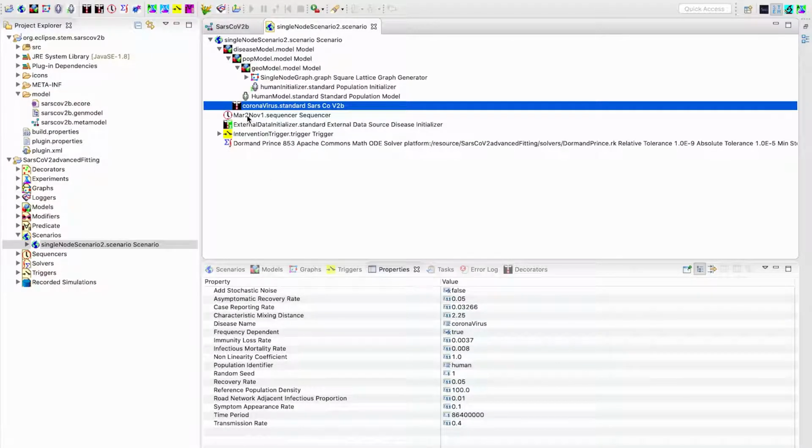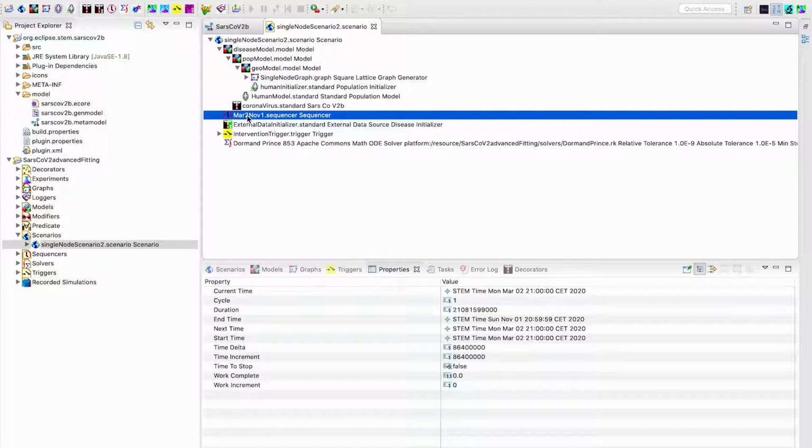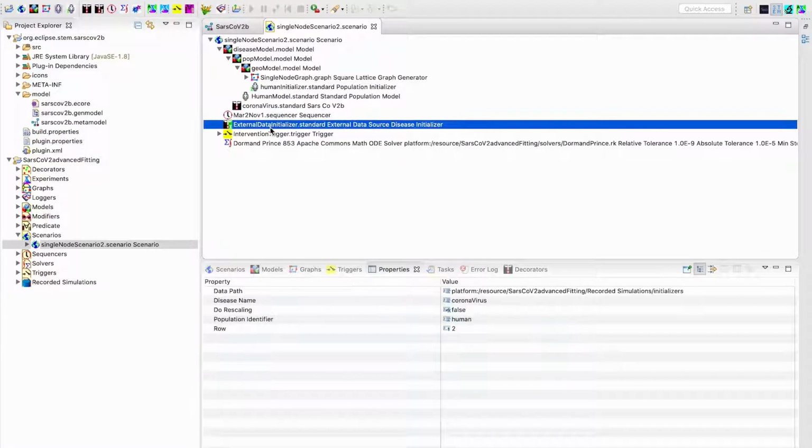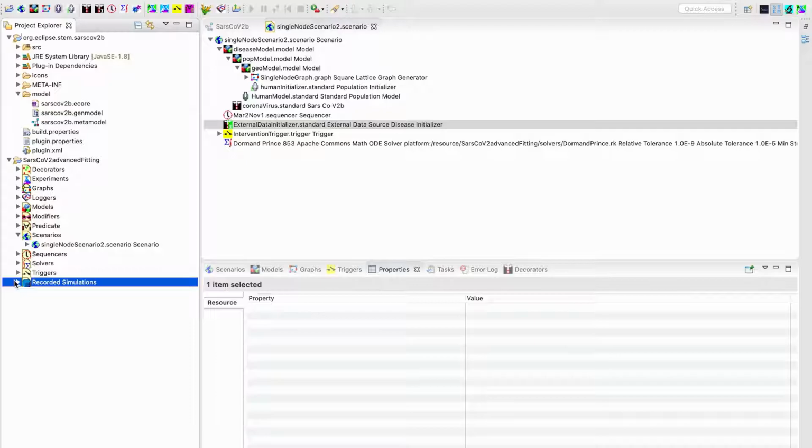Within the model, also this scenario, there's a sequencer which defines the time period for the simulation run between the 2nd of March and 1st of November, and data is initialized from this recorded simulations file that contains the initializers for the compartment values, so the SACIR compartments, along with the total population count.